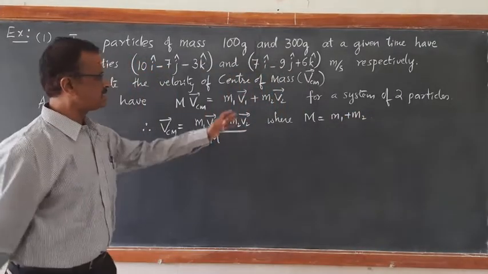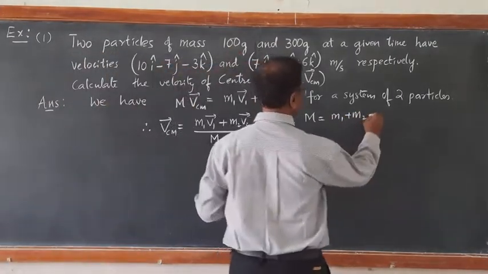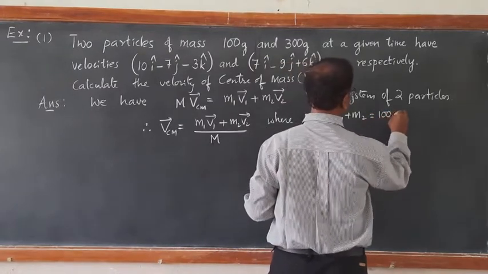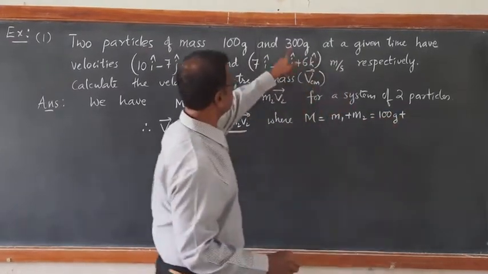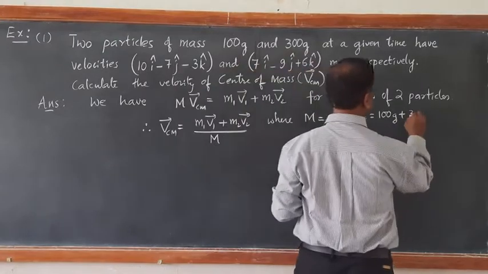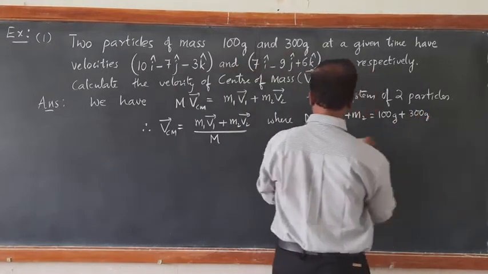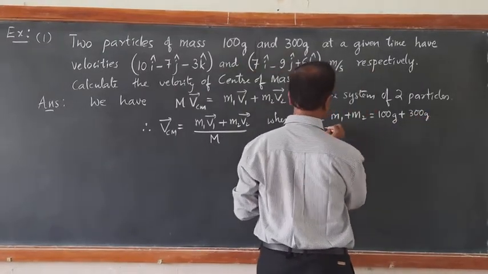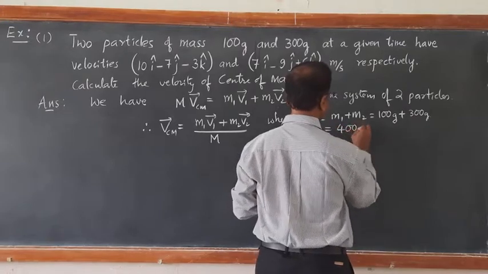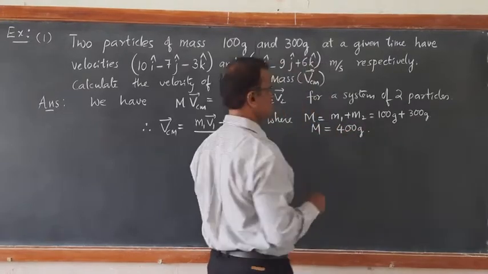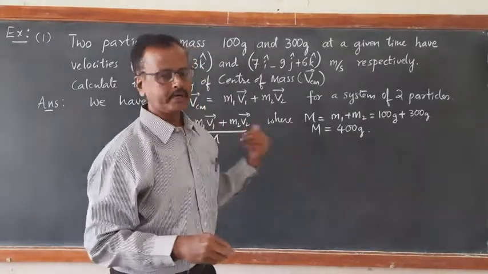Here m1 is 100 gram and m2 is 300 gram. So the total mass of the system now becomes 400 gram. This is the mass of the center of mass, or the mass of the two particle system.